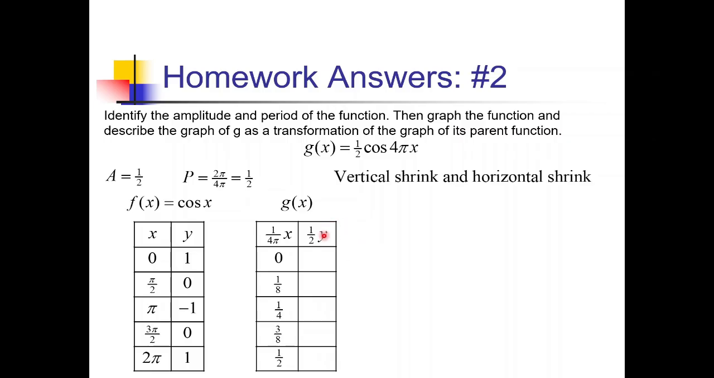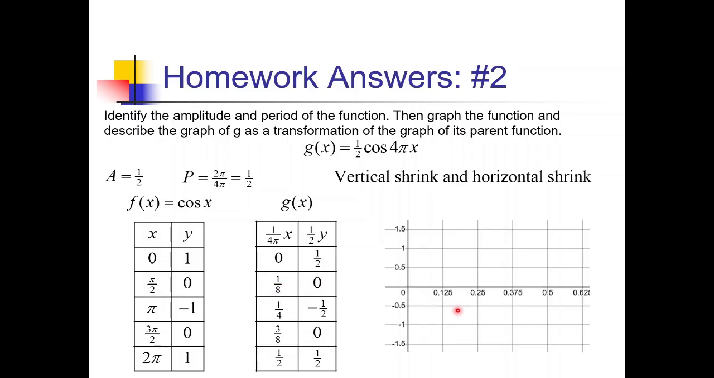Next up, we're doing 1/2 times all the y values. So 1 becomes 1/2. 0 is still 0. Negative 1 is negative 1/2. 0 is 0. And 1 is 1/2 again. Graphing all this out, my vertical grid lines need to go by probably halves would be good, or something even smaller. And then for the horizontal grid lines, I at least need to go by eighths or something that I could easily pick those out if I were to take half of it.